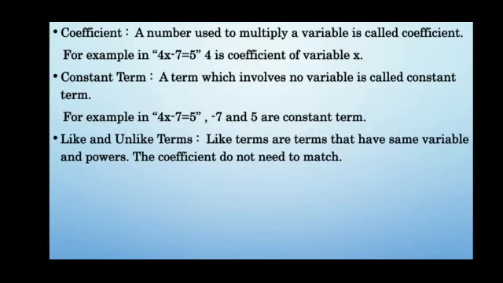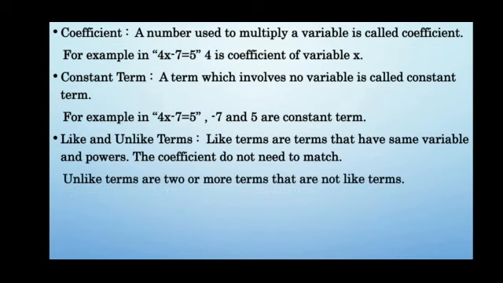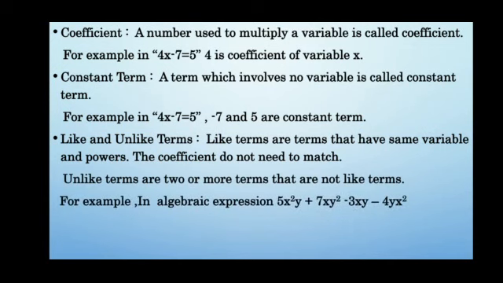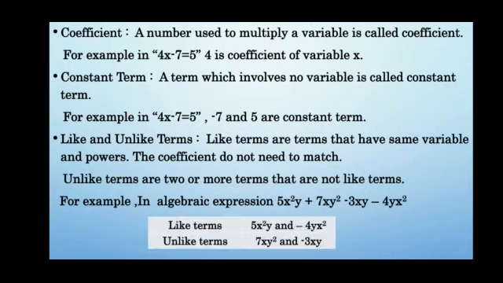Like and unlike terms. Like terms are terms that have the same variable and power. The coefficients do not need to match. Unlike terms are two or more terms that are not like terms. For example, in the algebraic expression 5x square y plus 7xy square minus 3xy minus 4yx square, the like terms are 5x square y and minus 4yx square, and the unlike terms are 7xy square and minus 3xy.